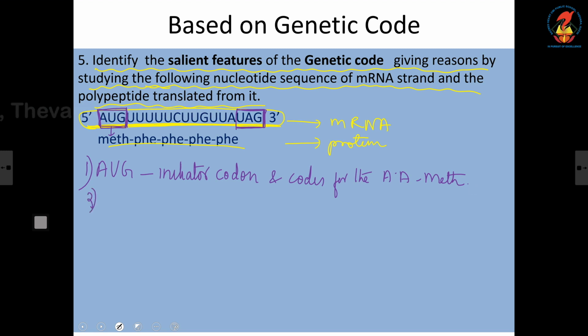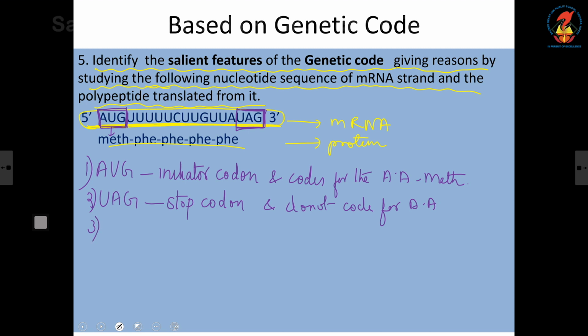Second, you got it from the end, UAG. You know what is UAG? It is a stop codon. There are other stop codons, you should also remember them. They are UAG, UGA, UAA. It is the stop codon and does not code for an amino acid. So, you got the feature.